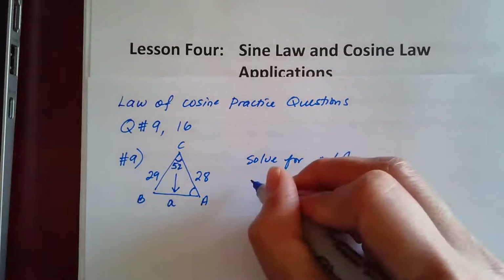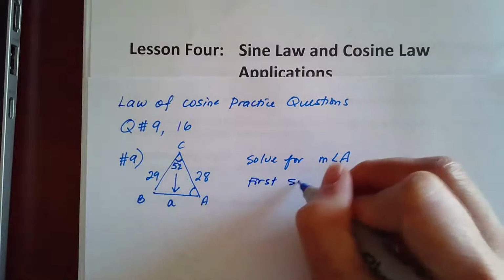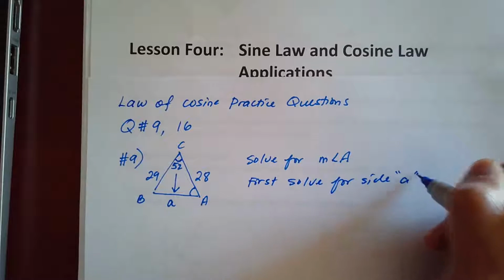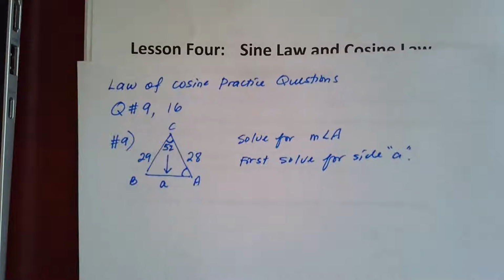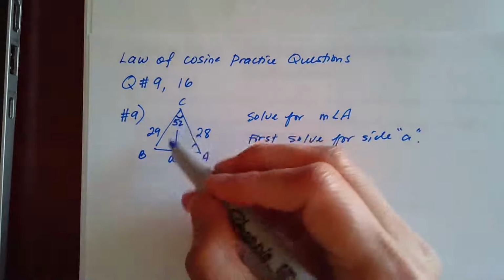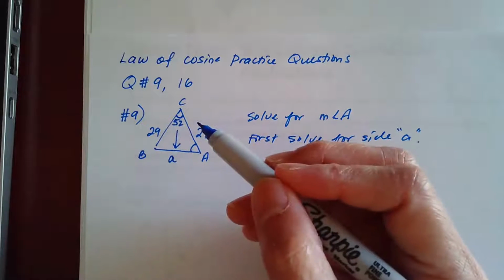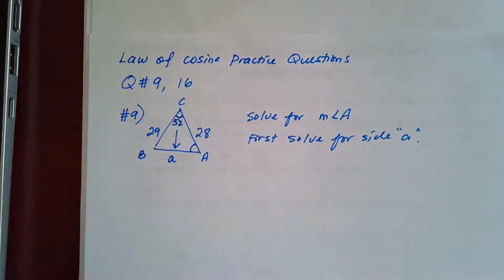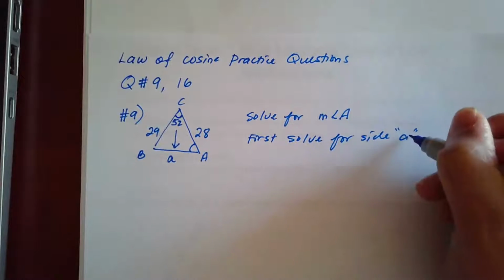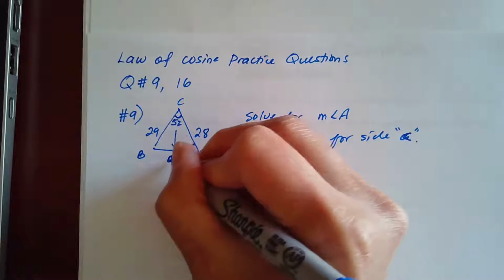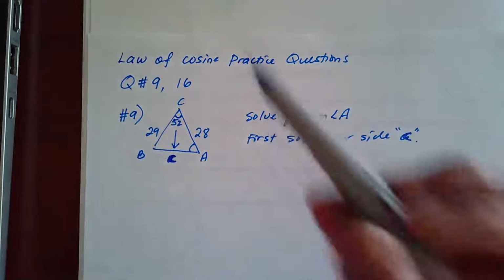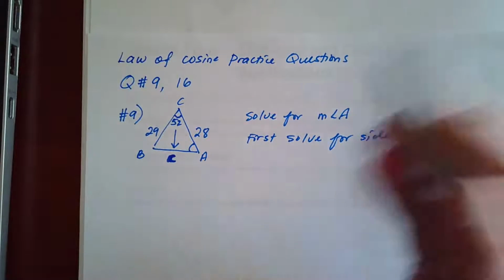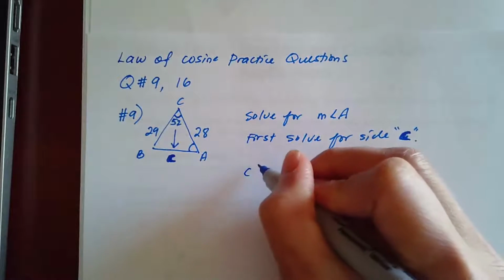So first, solve for side A. Okay, and that's the only thing that we could do, solving for side A, because we have that sandwich phenomenon going on in here. So how do we, actually not side A, side C. Side C. So how do we do this one here? I know the formula says solve for A, but what we have here is we can solve for C.